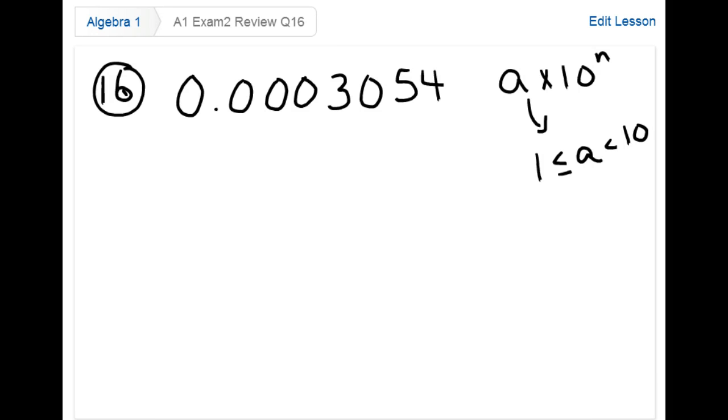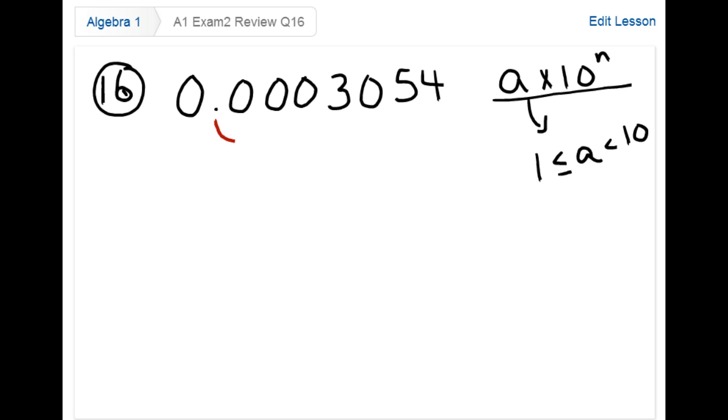Number 16. Express the number in scientific notation. 0.0003054. Okay, scientific notation is this form over here: A times 10 to the n. And remember, A has to be a number between 1 and 10. It could be 1, but it cannot be 10. So we're going to move this decimal over until we get a number that's between 1 and 10.